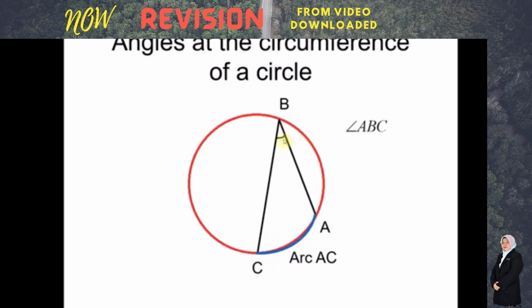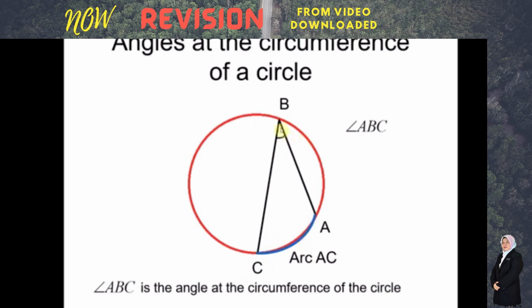So when we want to describe this angle, we can say that angle ABC, this angle here, is the angle at the circumference of the circle subtended by the arc AC. So this is how we describe this angle in this situation. Angle ABC is the angle at the circumference of the circle subtended by the arc AC.